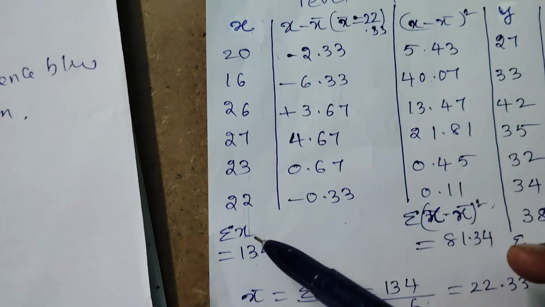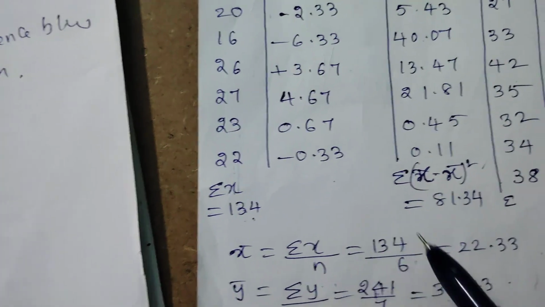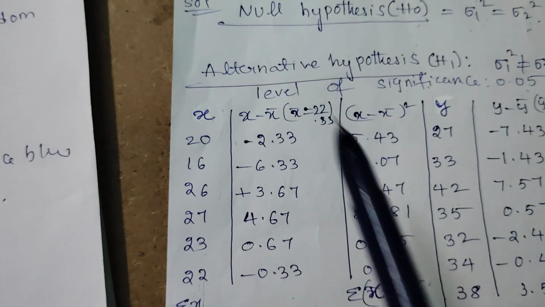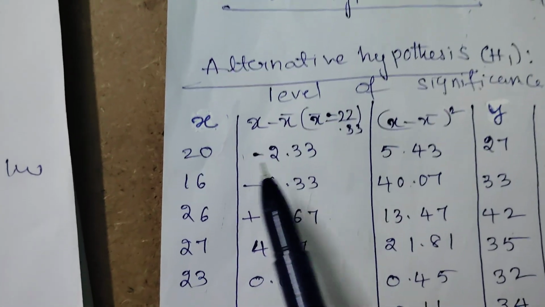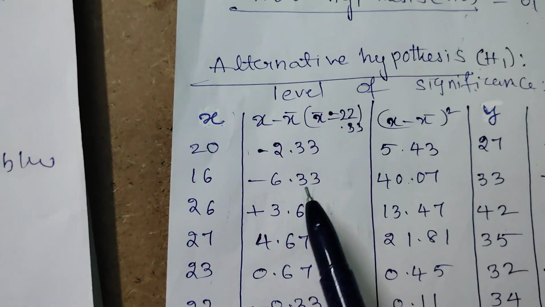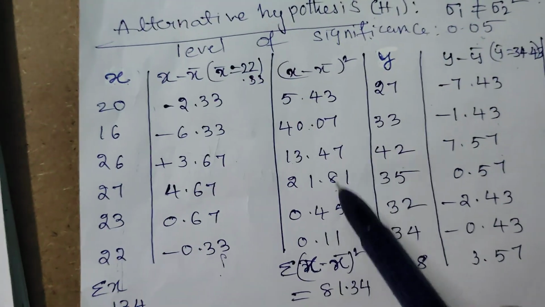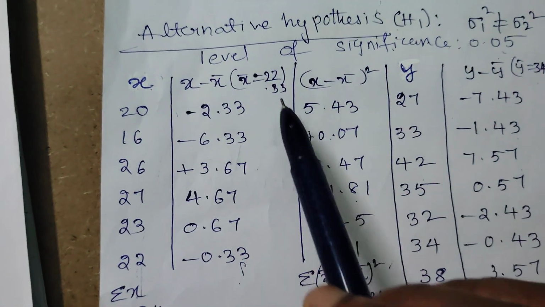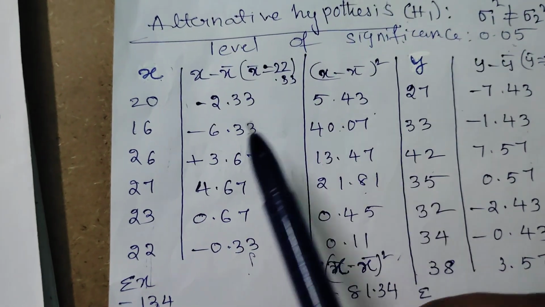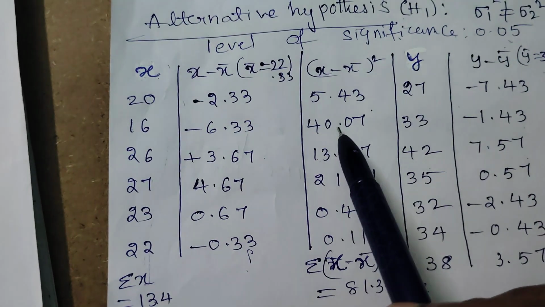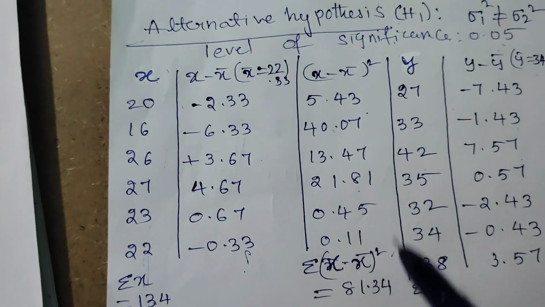Now add all these values, we get 134. So x bar is nothing but 134 by 6, which is 22.33. Next we require x minus x bar: 20 minus 22.33, next 16 minus 22.33. Like that write all values, you get x minus x bar. Now (x minus x bar) whole square is nothing but the square of this value. Minus 2.33 whole square value is 5.43. Minus 6.33 whole square value is 40.07. Like that square all these values.